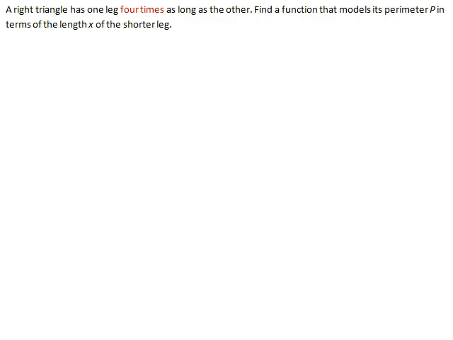A right triangle has one leg 4 times as long as the other. Find a function that models its perimeter p in terms of the length x of the shorter leg.